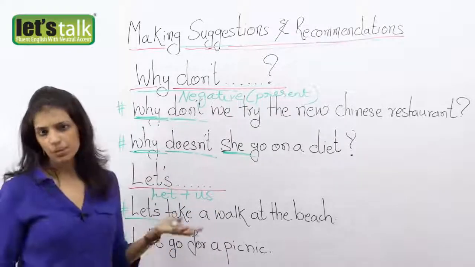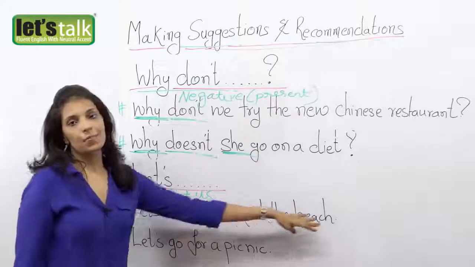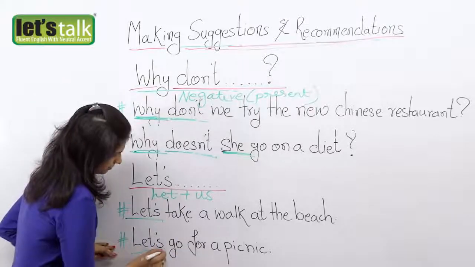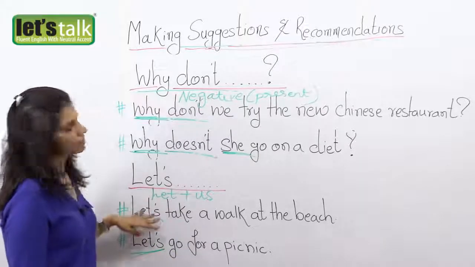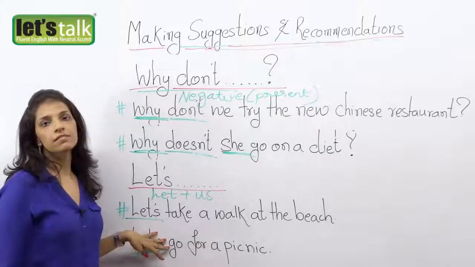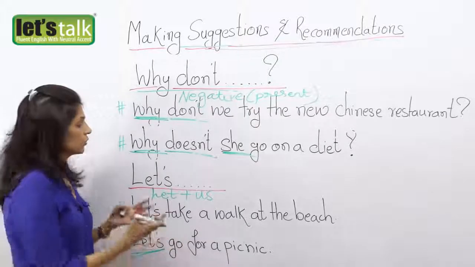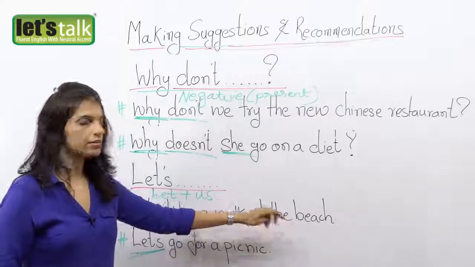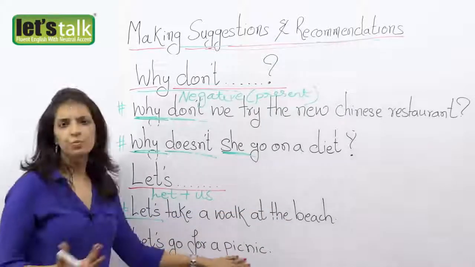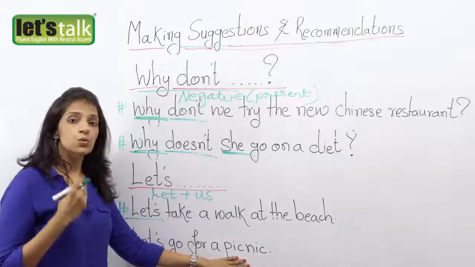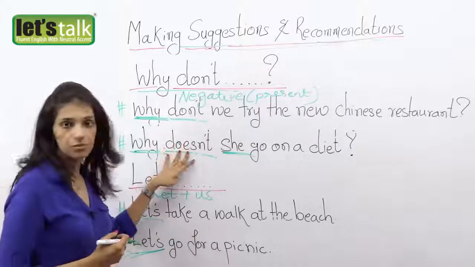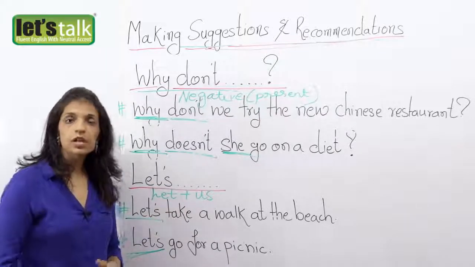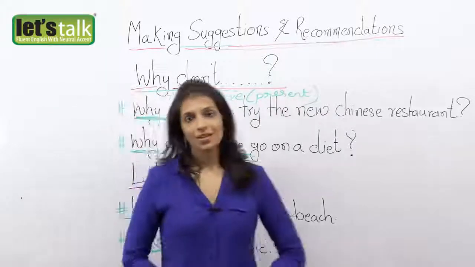So what do we do now? You're getting bored? Okay, let's take a walk at the beach, alright? Or let's go for a picnic. So again, this is another way to make a recommendation or a suggestion. You can also say, why don't we take a walk at the beach? But remember to put it in negative. Or you can say, why don't we go for a picnic tomorrow? Alright, so when you use why, please remember, put it in negative. And all these four sentence structures are interchangeable, but please remember to use them correctly.